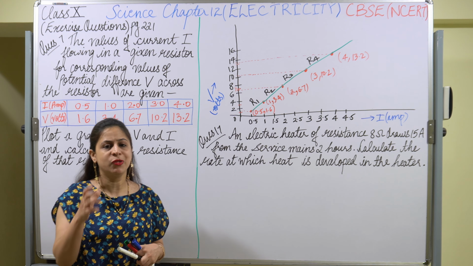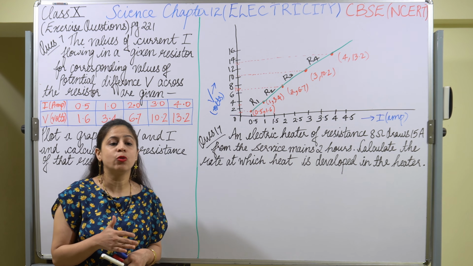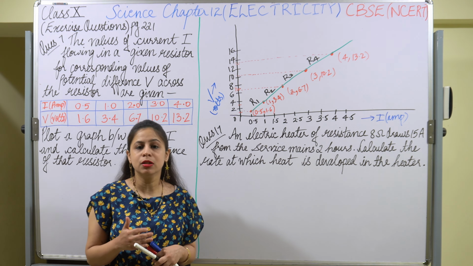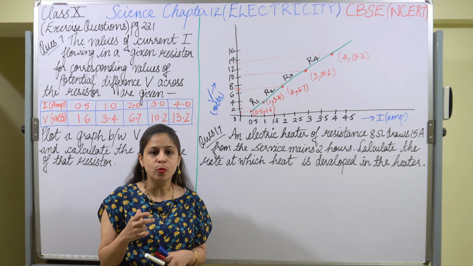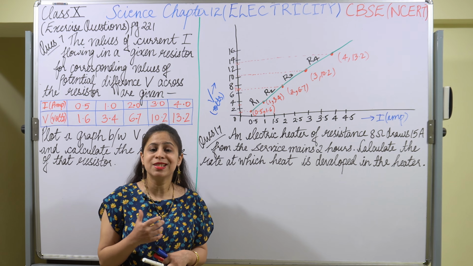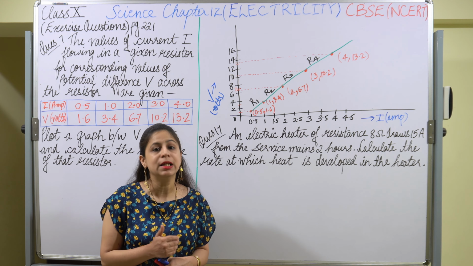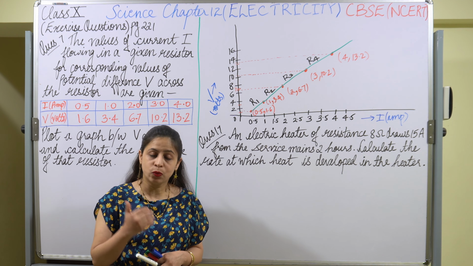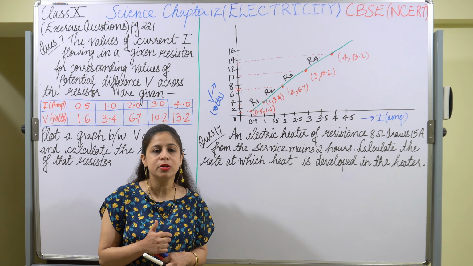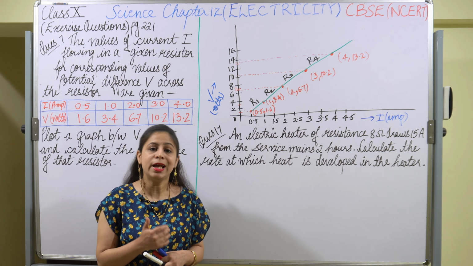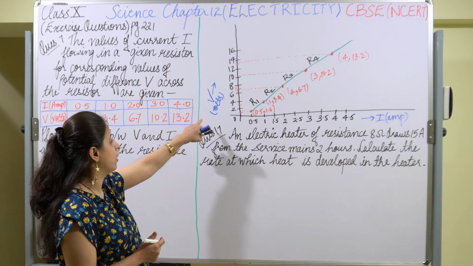Resistance is always given by the slope of the line. We already know how to calculate the slope. We have learned in mathematics geometry that the slope of any line, when 2 points are given, is equal to y2 minus y1 upon x2 minus x1, where y1 and y2 are the y coordinates and x1 and x2 are the x coordinates. So here, in the place of y, we have the voltage.